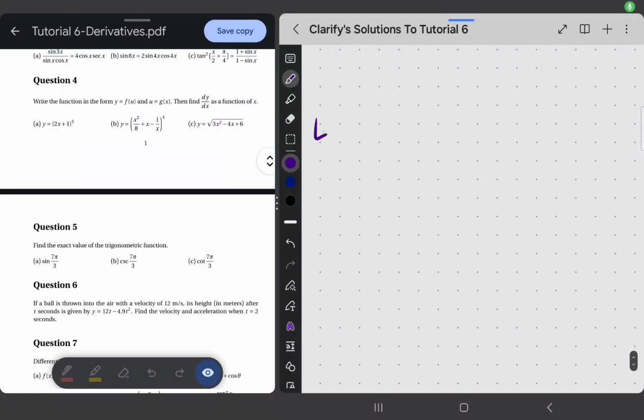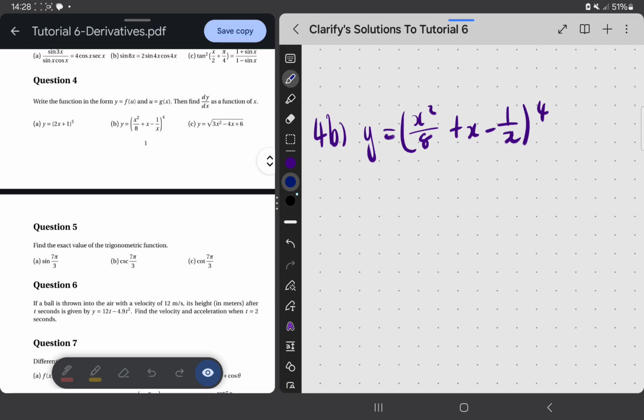Doing question 4b. We have y equal to (x squared over 8 plus x minus 1 over x) all to the power of 4. Once I see this, I know this is a composite function. This is inside this, so this inside is going to be my u all the time. The inside is your u.